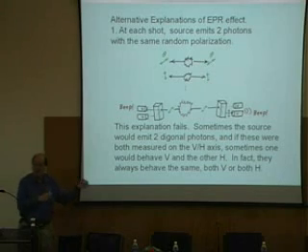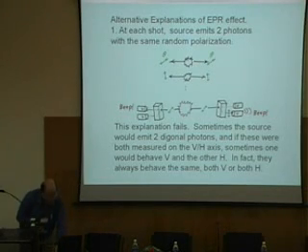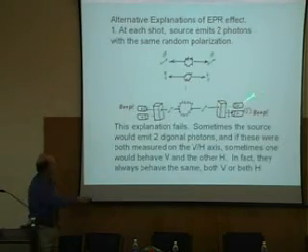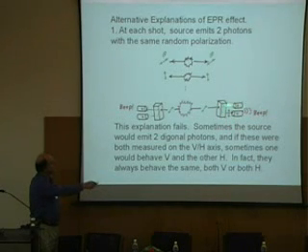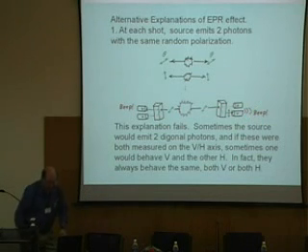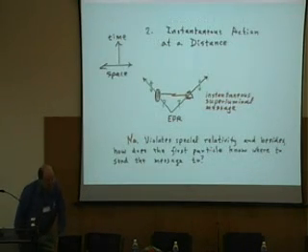However, it's too weak to be used to send a message. The reason is that this person here cannot control whether this comes out vertical or horizontal. We'll get to that a little bit more later. Well, how would we explain it?